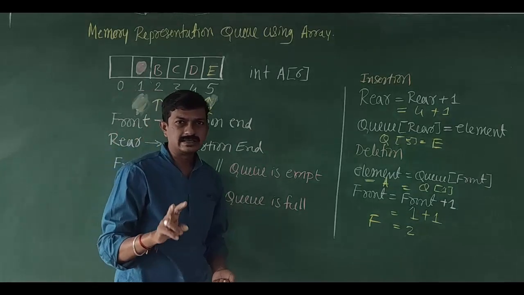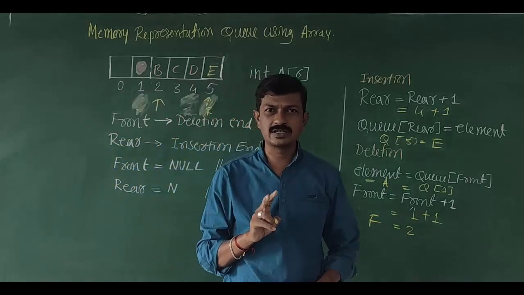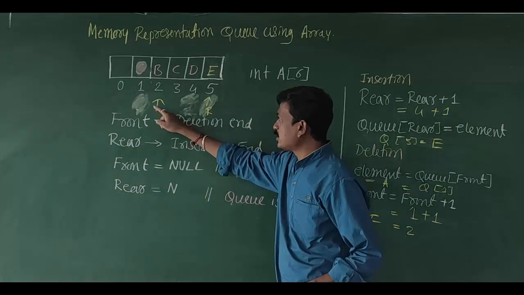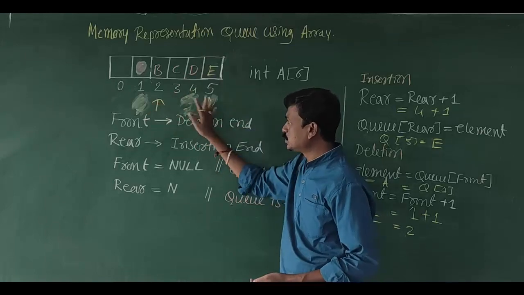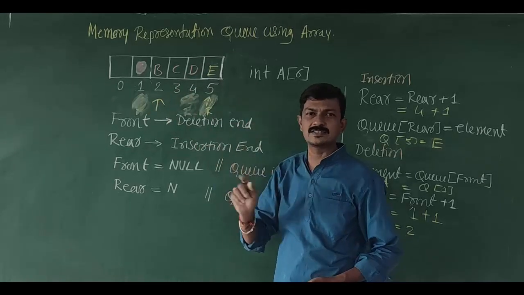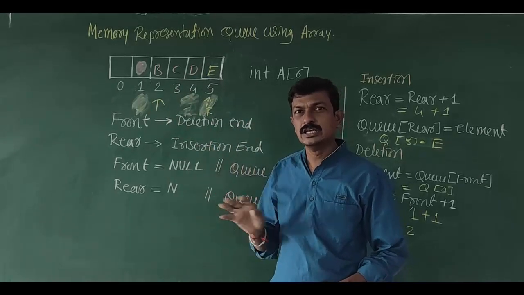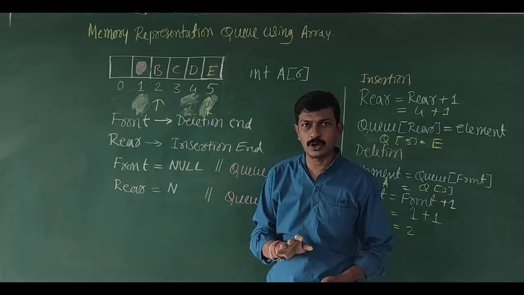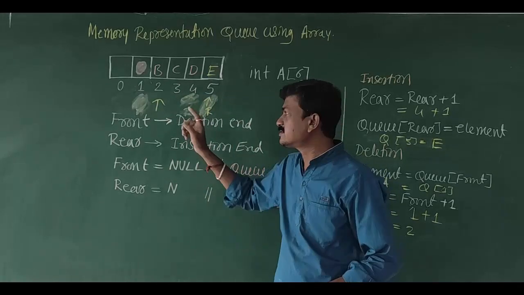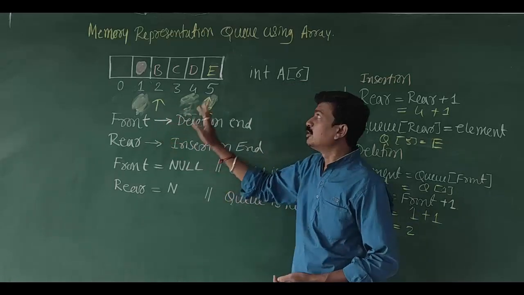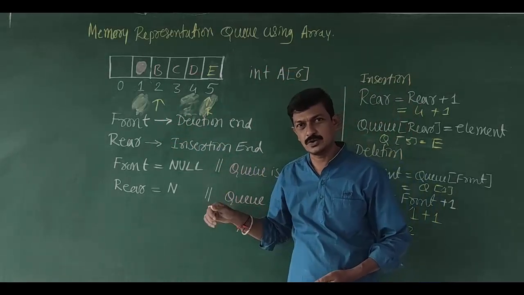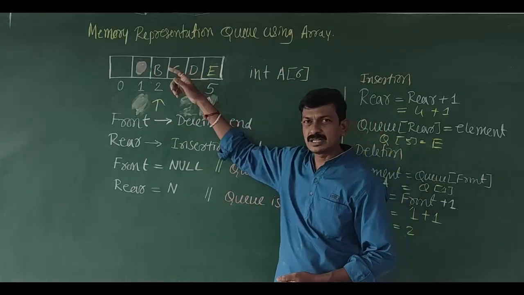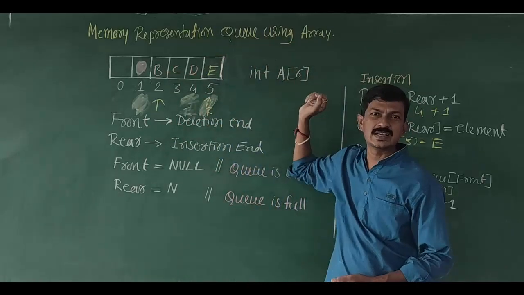I stick with two different pointer variables, front pointer variable and rear pointer variable. In the array, I am using two different pointers for performing the insertion operation and the deletion operation. If you maintain these two different pointers specifically for insertion and deletion, it means we have implemented the array as a queue data structure. This is how we represent queue using array, the memory representation of queue using array.